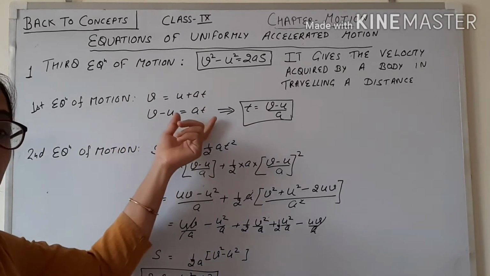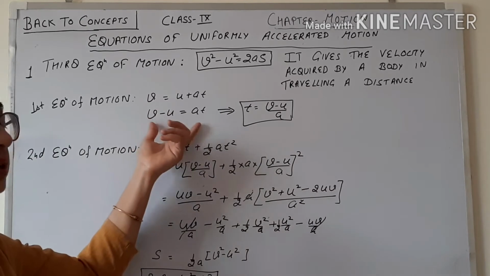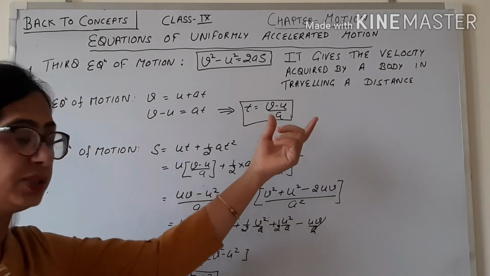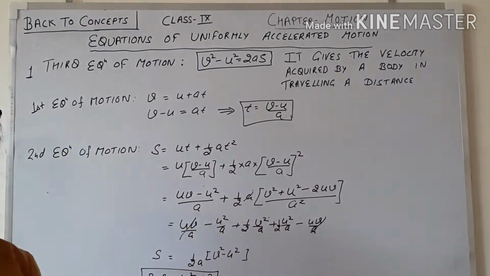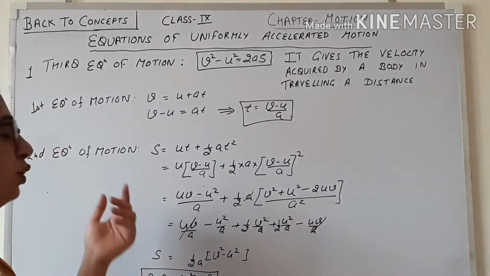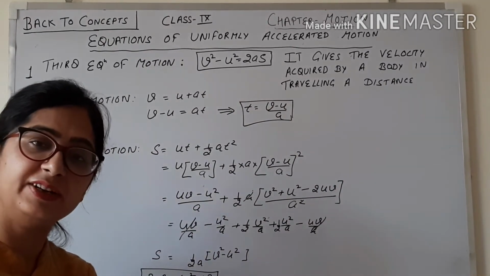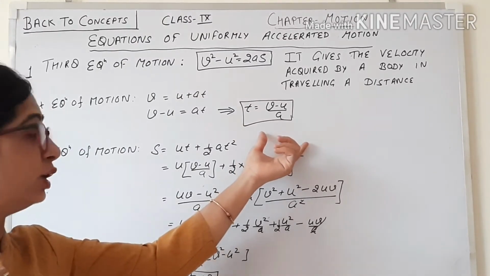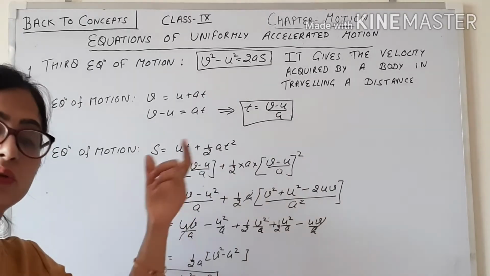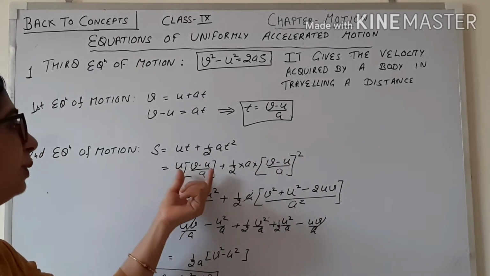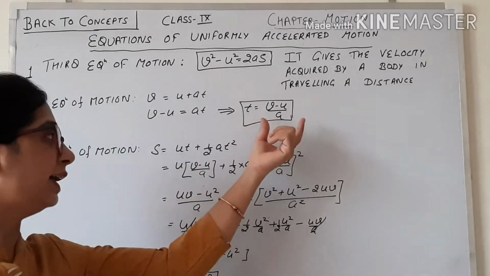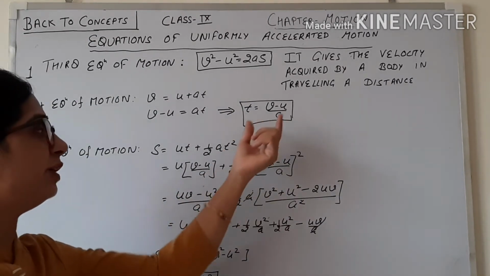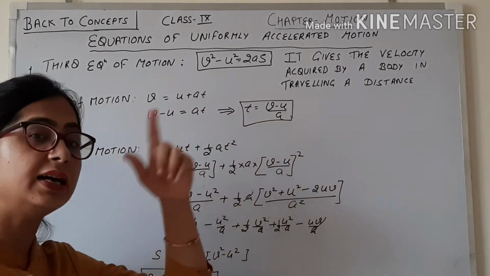v minus u is equal to at, and from this equation we calculate t is equal to v minus u upon acceleration. The second equation of motion is s is equal to ut plus half at square. The value of t from the first equation of motion we put in the second equation of motion. So u into t, what is the value of t here? v minus u upon acceleration, plus half a into v minus u upon acceleration whole square.